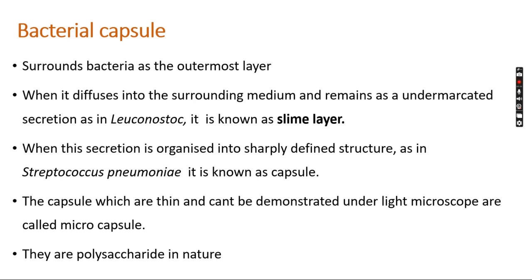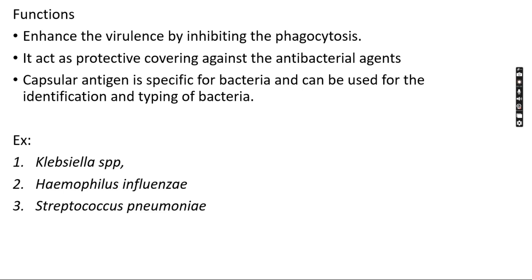The capsule is made up of polysaccharide. Its functions include enhancing the virulence of the bacteria, inhibiting phagocytosis, and protecting against antibacterial agents. In the last video, we saw that the cell wall is the target site for antibiotics. Since this capsule is attached to the cell wall, it stops the antibiotic from acting, so it acts as a protective covering against antibacterial agents.